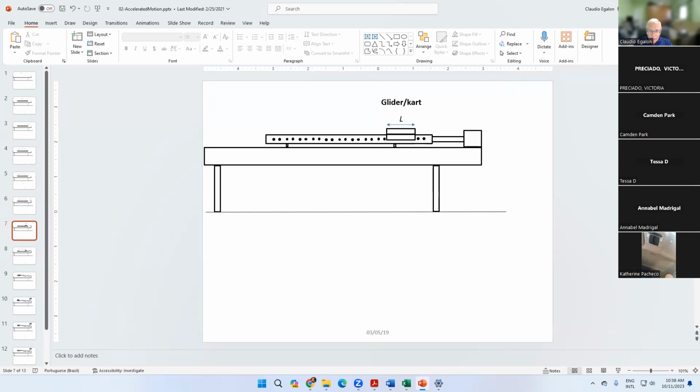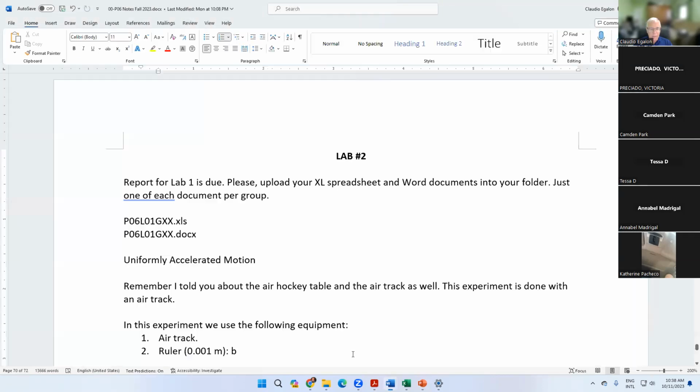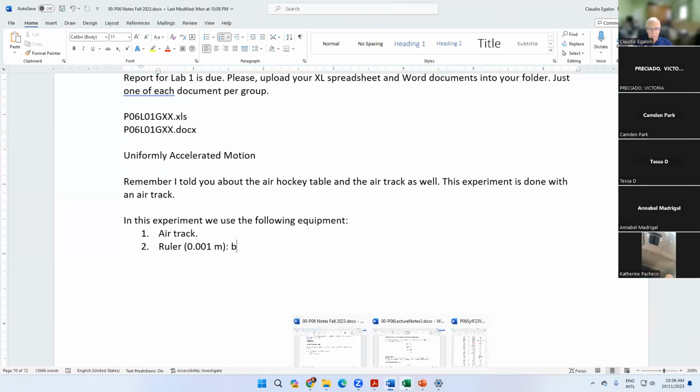And let's see, am I missing anything in my descriptions there? All right, let's go back here. Ruler. B. Measure B. Air track. Hose. Air pump. Same type of pump that pumps air into the tire of your car. Okay? That's what I mean by the air pump.